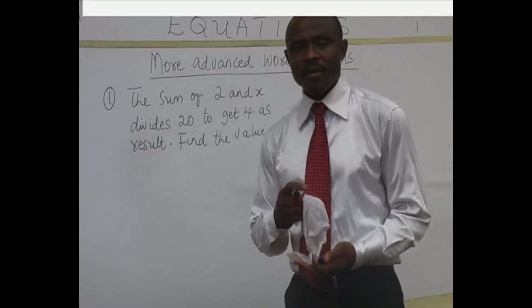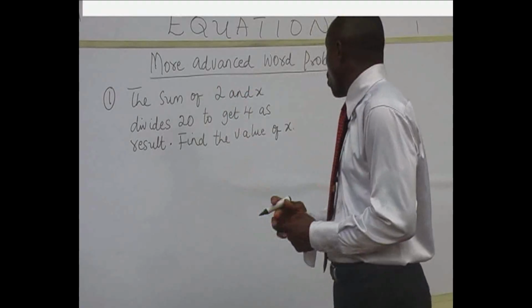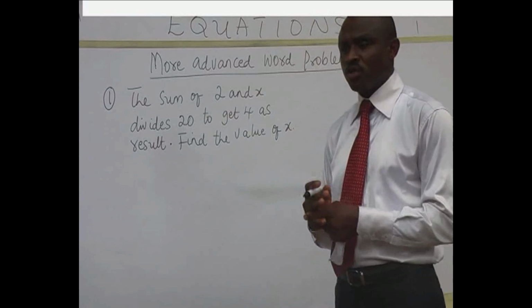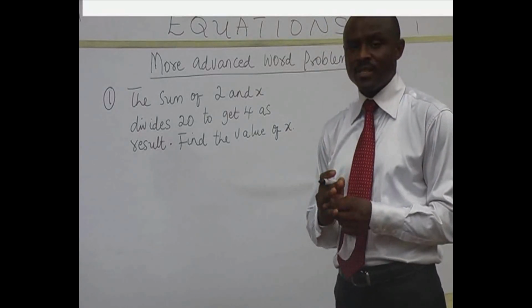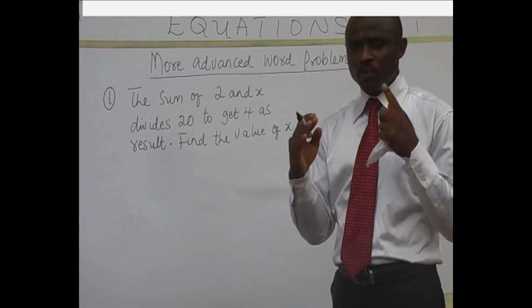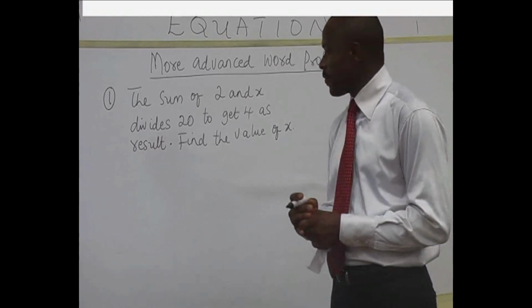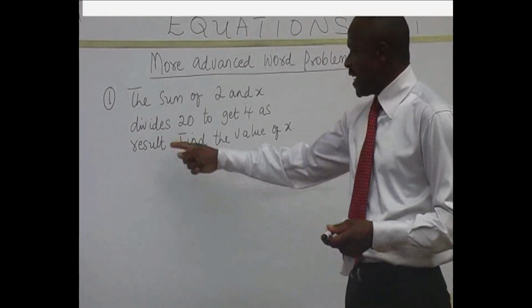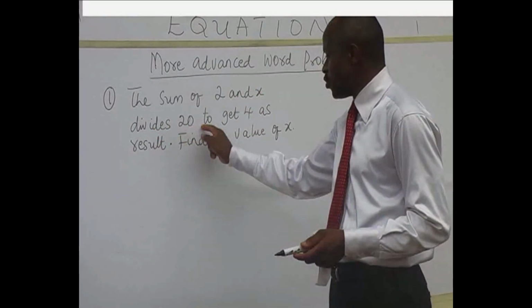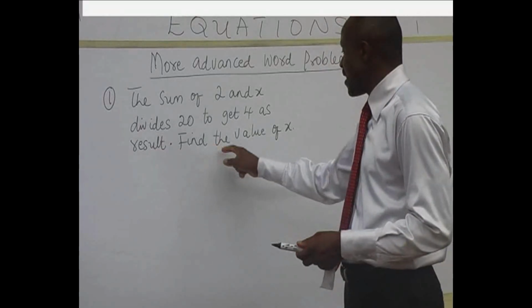This concept we have entered into now, I termed more advanced word problems. As you can see, we have treated word problems that lead to fractions. But now is a concept that is a little bit more advanced than the one we treated before. The first question says that the sum of 2 and x divides 20 to get 4 as a result. We are now asked to find the value of x.